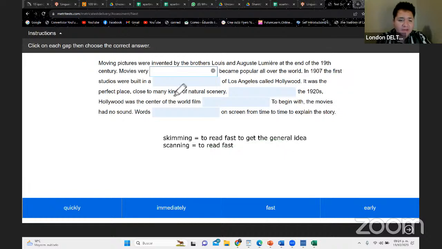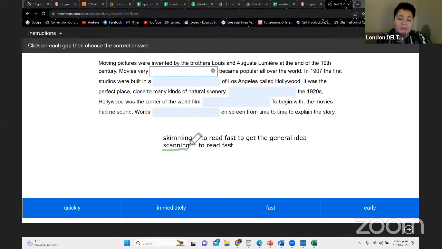Okay, I see it's about. Try to see if there are any important names. Try to put yourself in the situation so you can understand the context, and then you can give a better answer. Okay, now when do we use scanning?